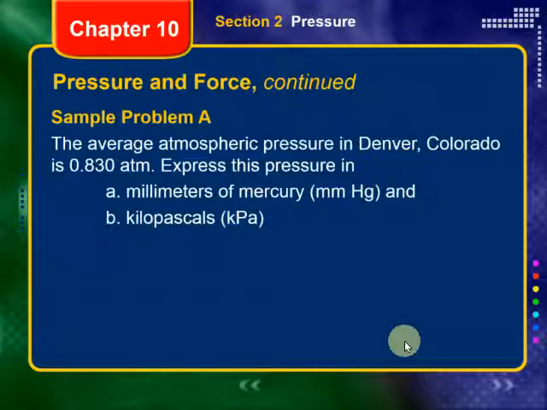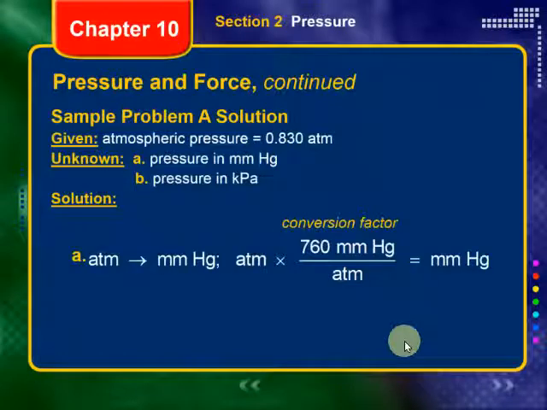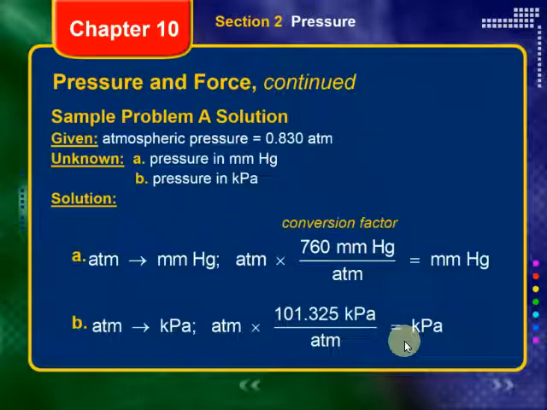So sample problem A. The average atmospheric pressure in Denver, Colorado is 0.830 atmospheres. We need to express this pressure in millimeters of mercury and kilopascals. So we're given atmospheric pressure in atmospheres. We want to get pressure in millimeters of mercury and then kilopascals. So my first setup, again, using conversion factors in the exact same way we have been. Now we're just talking about units of pressure. We're going to use the same factor label method of dimensional analysis. We're going to set up crosshairs.